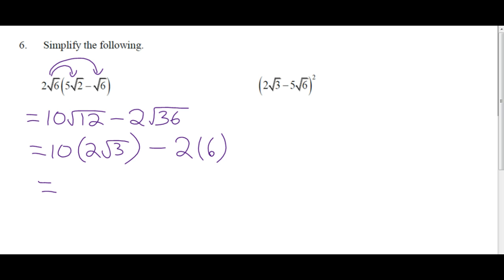Okay, so what's our final answer? 20 root 3 minus 12. Can't simplify it any further, right? It's not a root 3 and then another root 3, right? Just 20 root 3 minus 12. Okay, what do we do for the next one?